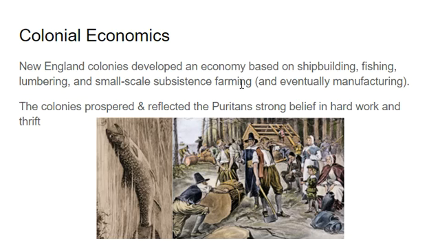Small-scale subsistence farming, that just meant it was small farming. It wasn't big, it was small farming. And eventually they started manufacturing. That means where they create items. They make goods. They're not growing food, they're just manufacturing. And the colonies prospered and reflected the Puritans' strong belief in hard work and thrift. So Puritans believed in working hard. They also believed in being thrifty, as in having new ideas, using all the resources you have.